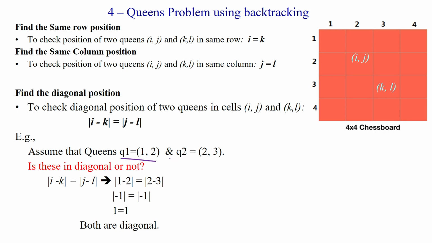Here another example is given. We have placed queen 1 at the position 1 comma 2, then queen 2 at the position 2 comma 3. When you apply i minus k, you get minus 1, and j minus l also gives minus 1. Both are the same, so we can say both are in a diagonal position. Like this we can identify the position of each and every queen by comparing with the other queens.